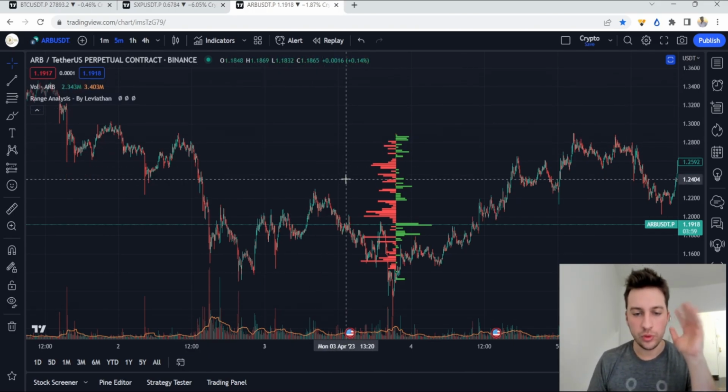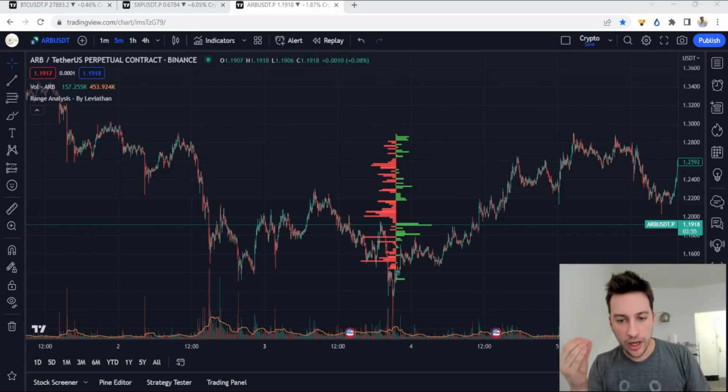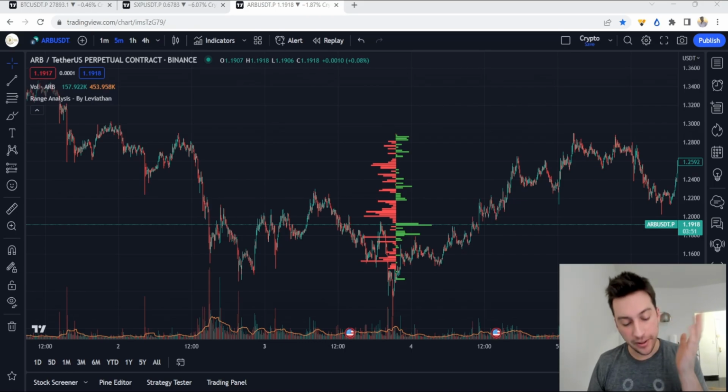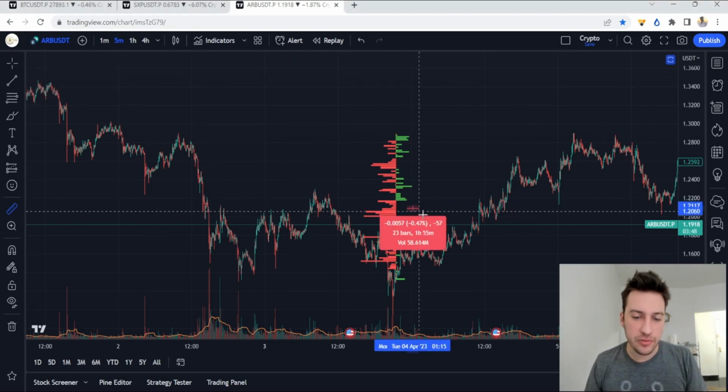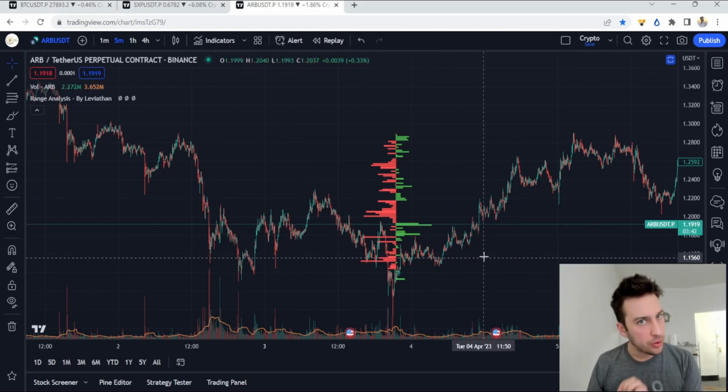What you need to look for when you're looking at an open interest profile like this is where the majority of positions are, because that's where support and resistance are likely to be. So we can see here that the majority of positions are very obviously on ARB at this price right here at 1.19.